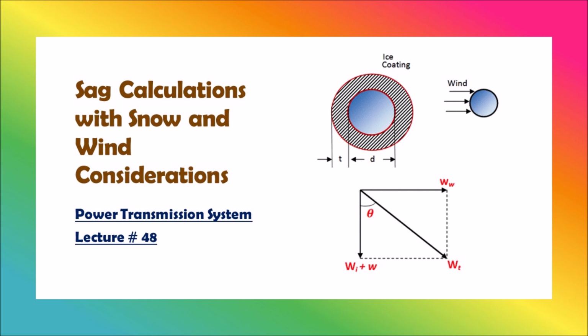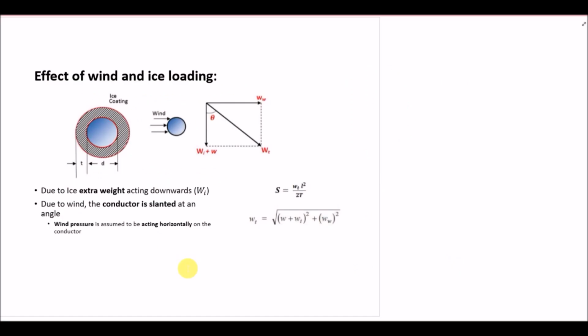In this lecture, we are going to study the effect of snow and wind over the sag calculations of the transmission line conductors. Till this point in all the sag calculations, we were only considering the normal temperature, and for the weight, we were taking the conductor weight as the only force that is acting downward. But now if we consider the atmospheric condition, we have ice as well as wind that will have an impact on the weight of the conductor, right?